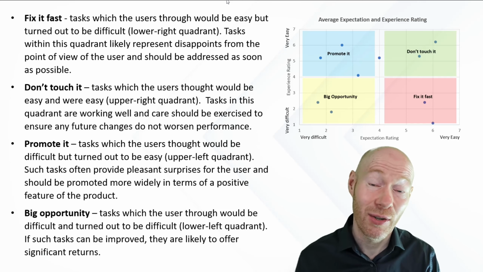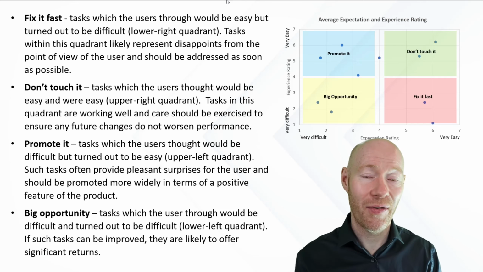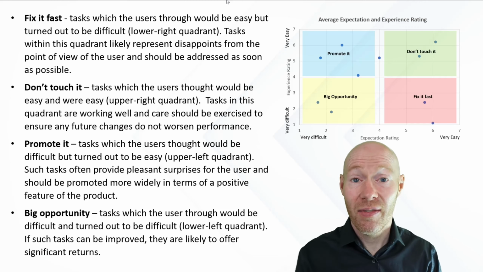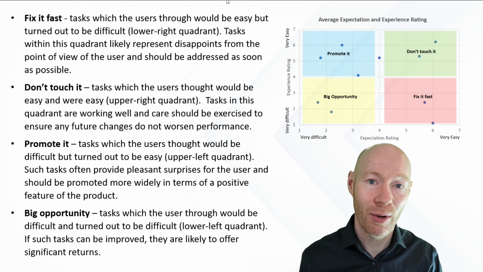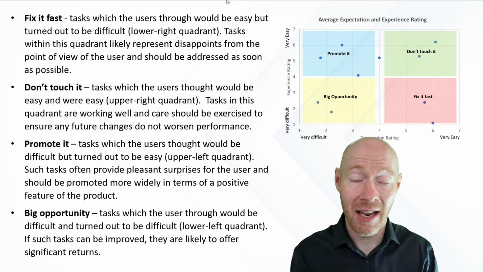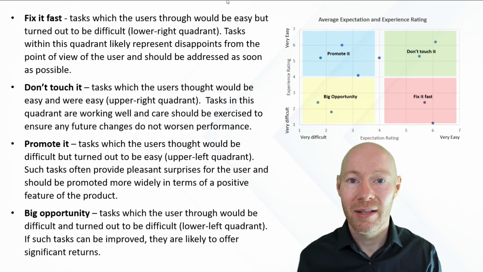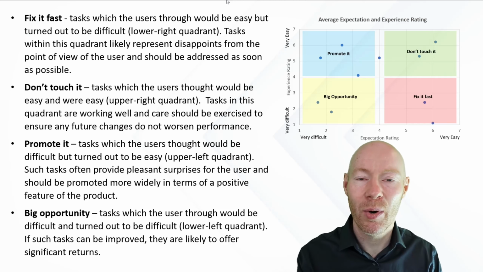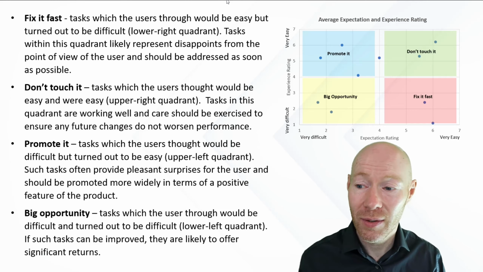And the category labeled big opportunity are things that the user thought, oh, it's going to be difficult, and it turned out to be difficult. So they're just fundamentally difficult things, and they're acknowledged to be difficult. If, and if being the key operative word here, if it is possible to improve this, that's likely then to represent a significant return, because we've taken something that is currently difficult and was expected to be difficult. Any improvements we bring about in that are likely then to be well received.